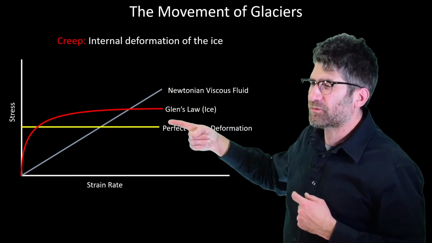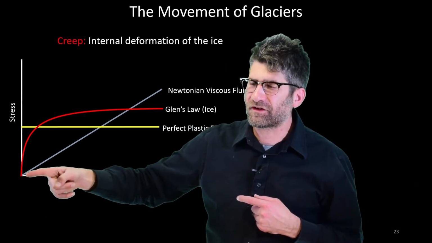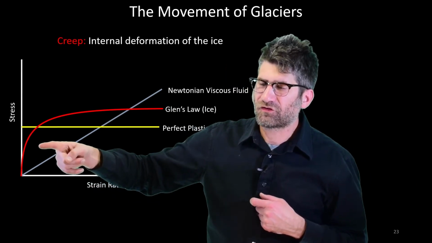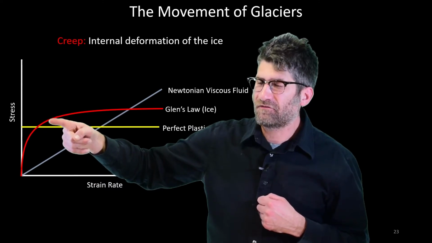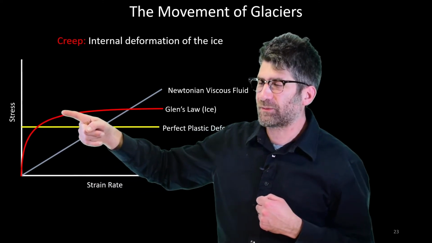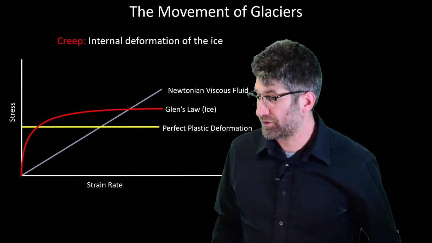Ice behaves by what we call Glen's law. And so with Glen's law, we see very, very little strain at low stresses, but it's a nonlinear relationship, that when we get to very high stresses, we end up with very, very high strain rates, and that ice can really start deforming significantly.